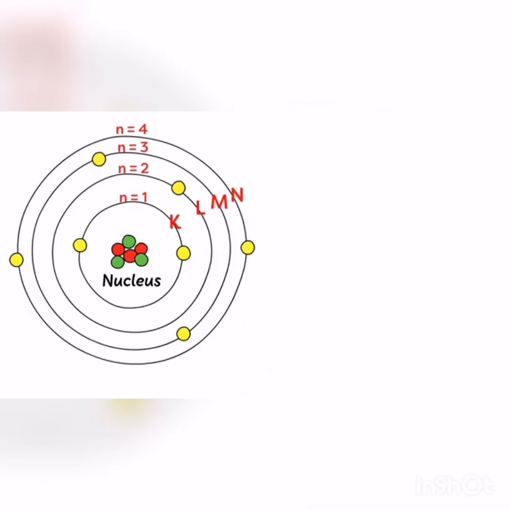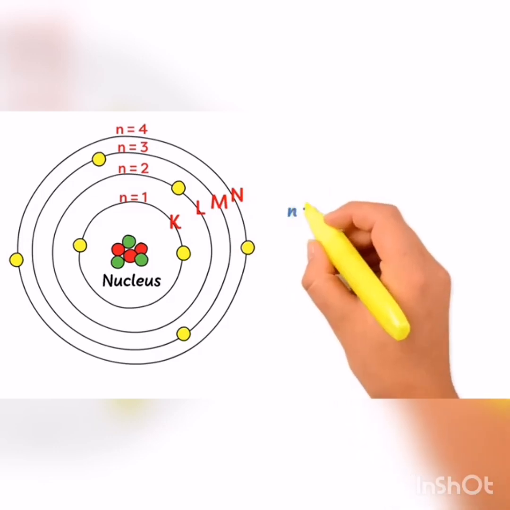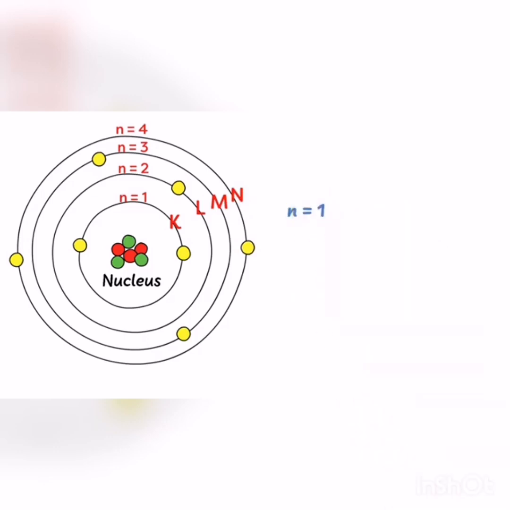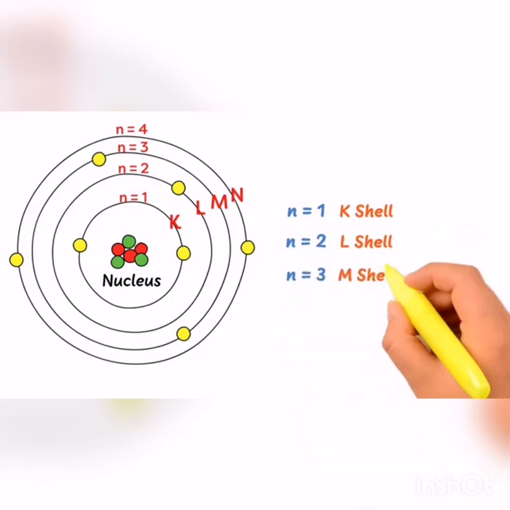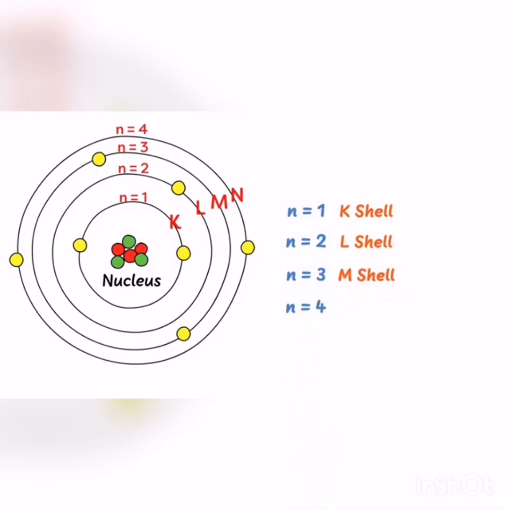To sum up this whole concept, we can write: when n is equal to 1, it is the first shell or K shell. When n is equal to 2, it is the second shell or L shell. When n is equal to 3, it is the third shell or M shell. When n is equal to 4, it is the fourth shell or N shell. Now pause the video and write it down.